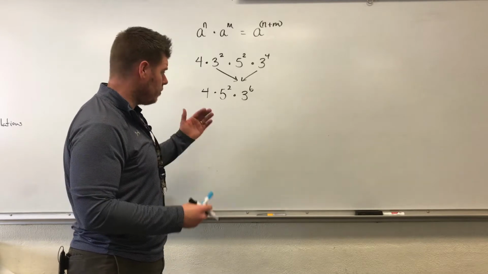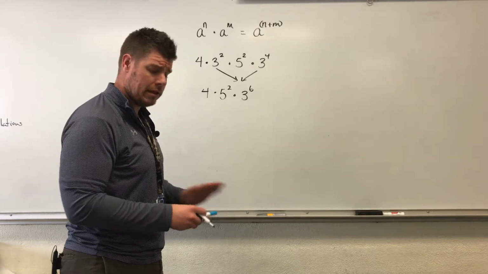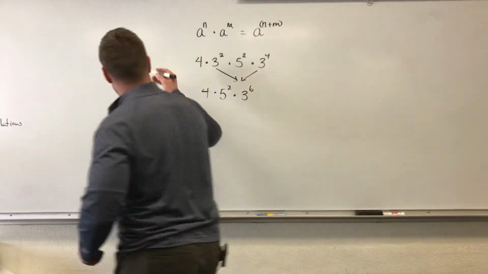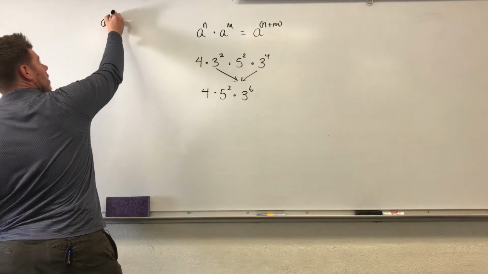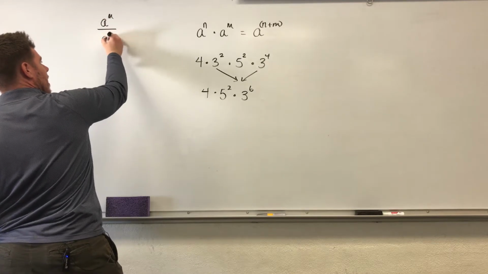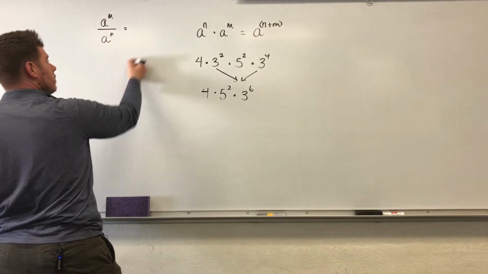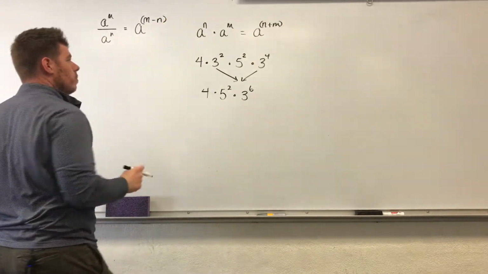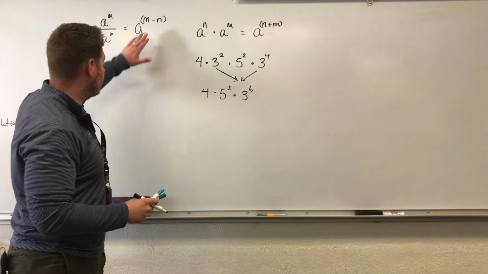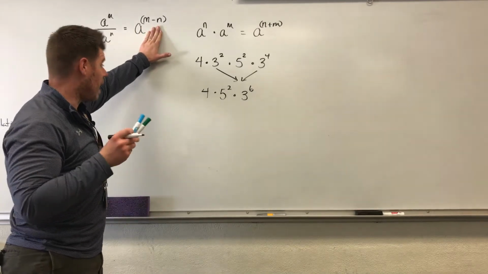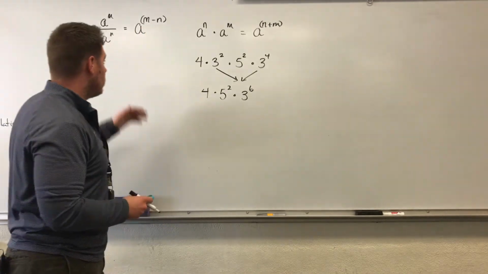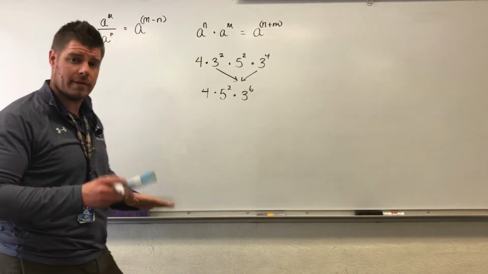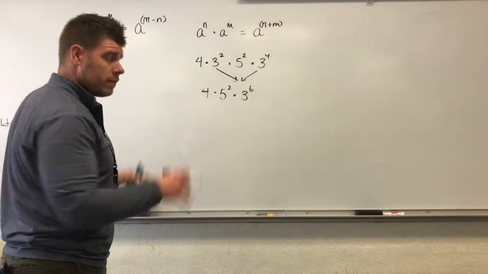The key is that it has to all be linked by multiplication. Likewise, we have division. a to the m divided by a to the n is equivalent to a to the m minus n. What's important about this one is that the subtraction has to be in a specific order: always the top minus the bottom. That's an important concept, and this will directly play into it.